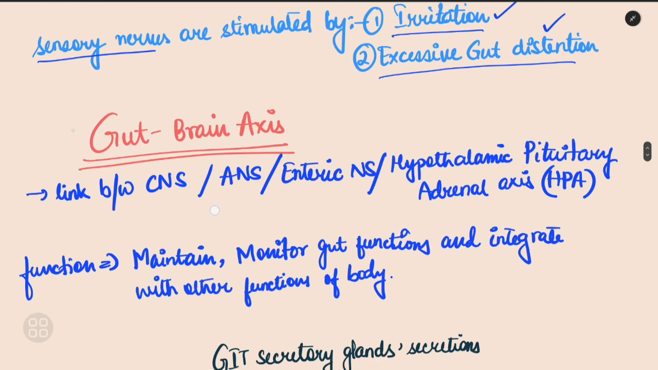A very short topic might be asked in your viva, that is the gut-brain axis. What do you mean by that? The gut-brain axis is talking about the GIT and the brain, and axis means a connection. So it's a link between the CNS, the ANS, and the enteric nervous system. Then we have another thing, the hypothalamic pituitary adrenal axis, HPA. I'm not going into details, because this is not very frequently asked in your examination.